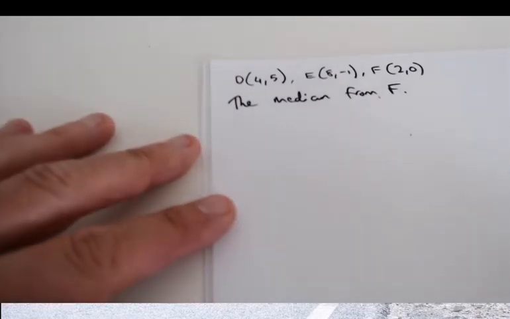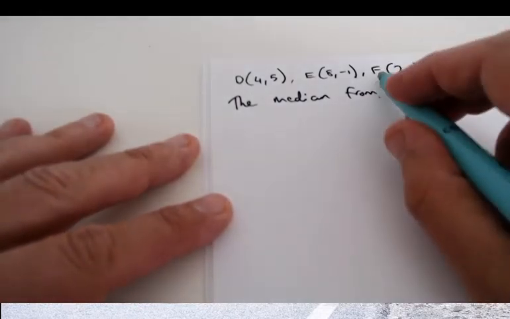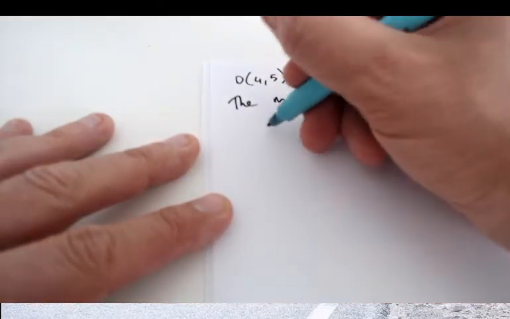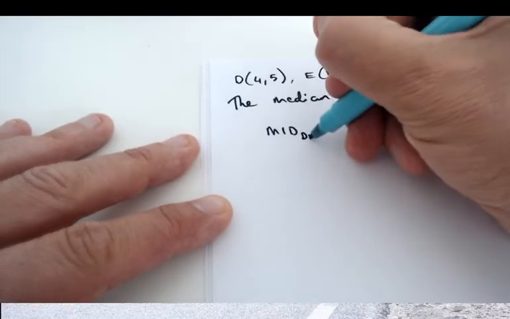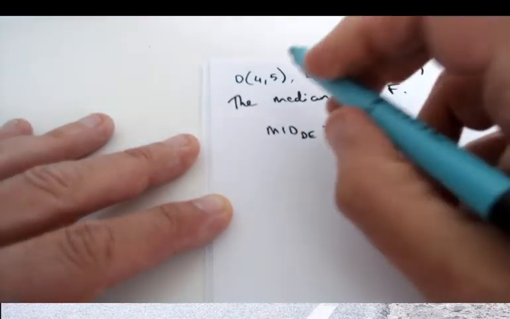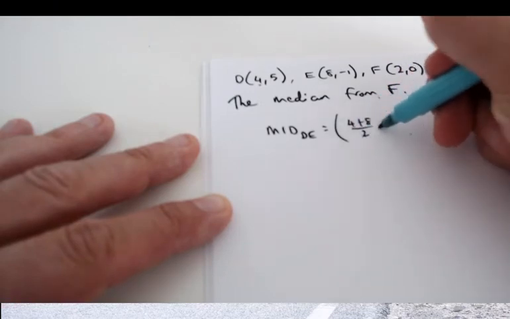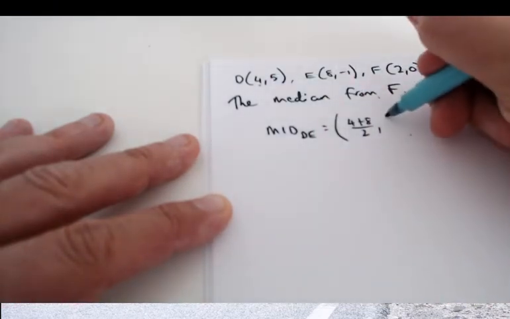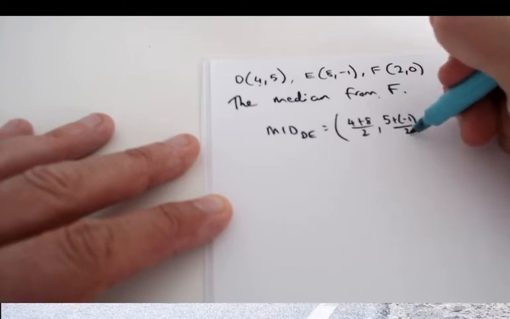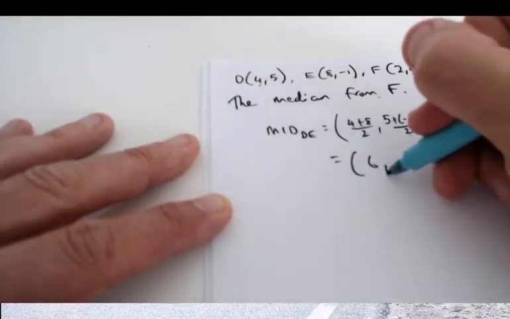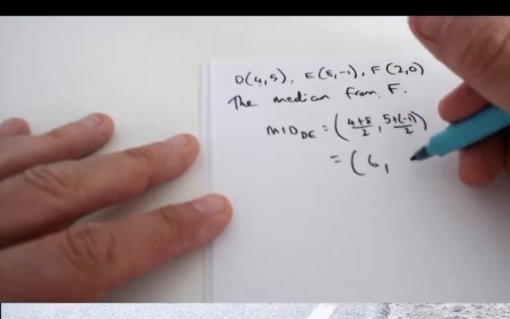So the first thing first, I want the midpoint of the opposite side. So if the median is coming from F, the opposite side will be DE. So I want the midpoint of DE. I'm going to add together the x coordinates and half it. I'm going to add together the y coordinates and half it. That will give me 4 add 8 is 12, divided by 2 is 6, 5 add minus 1 is 4, divided by 2 is 2.